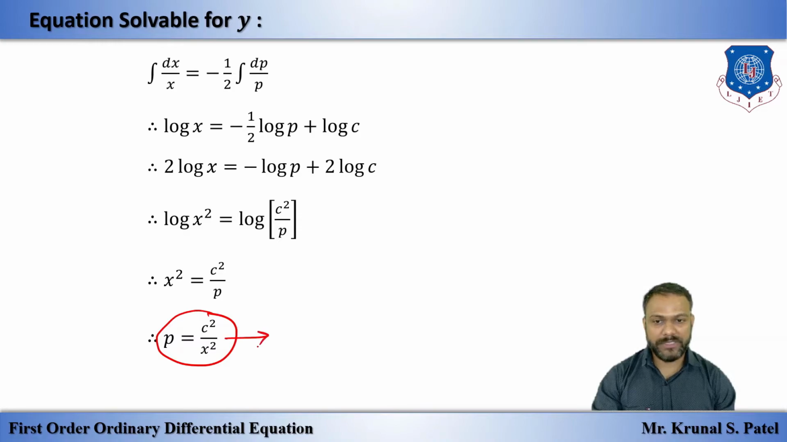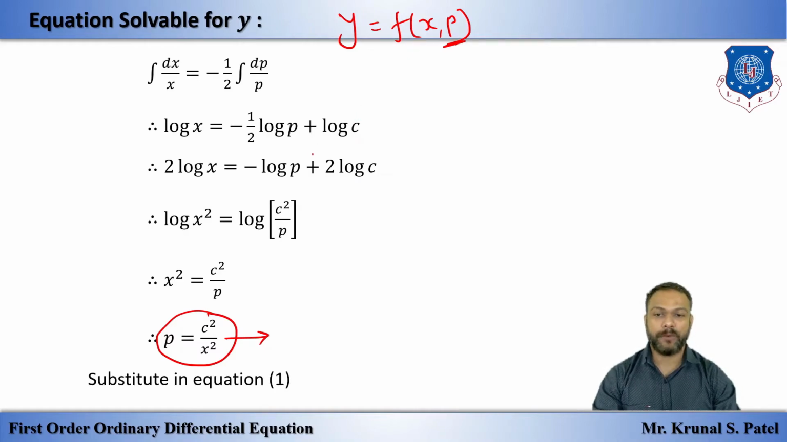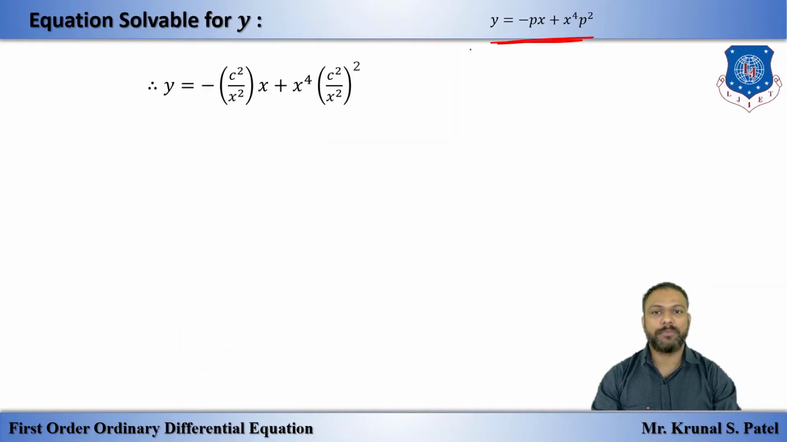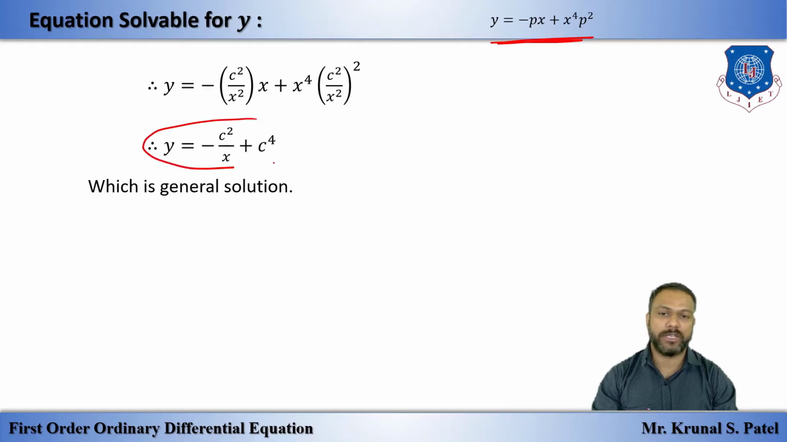Now we will put this value of p in equation number 1, that means in the original equation, y in the form of x and p. We will put the value of p here, so we will get the answer in terms of x, y and the constant c. Okay, so substitute this in equation number 1. Equation number 1 is this, so we will put the value of p and we will get the final general solution. Okay, this is the method that you have to remember.